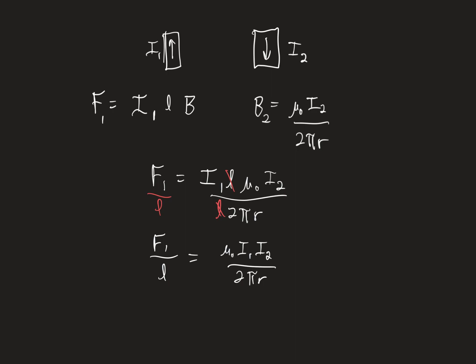This is the nice thing about physics. Sometimes it builds on itself. All the equations are all consistent with each other. So this is the force between any two current-carrying wires. Force per unit length is equal to mu naught times I1 times I2 divided by 2 pi r. Combination of force and electric field. Super, super useful.